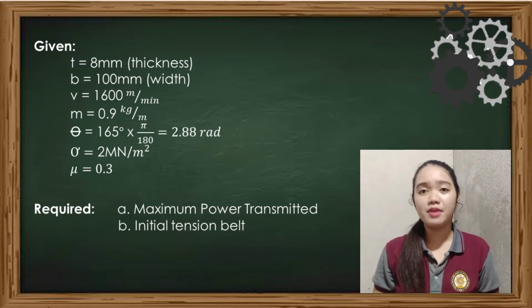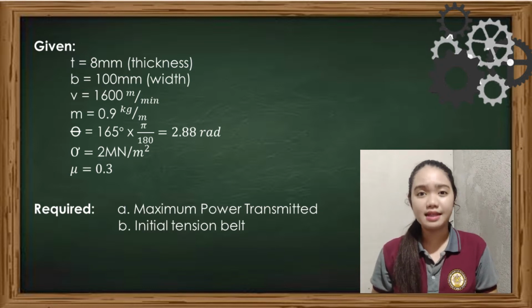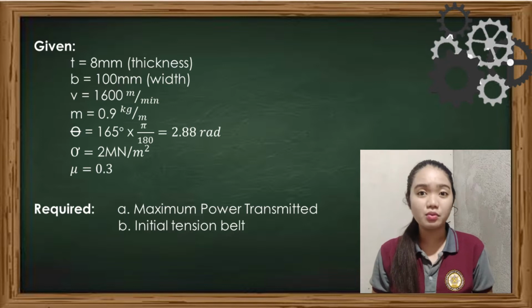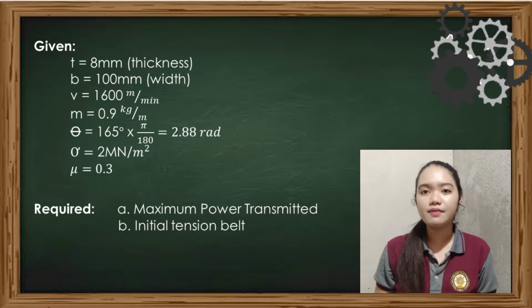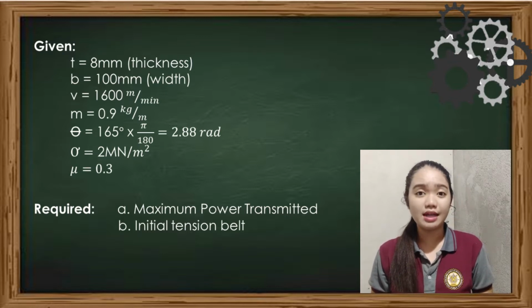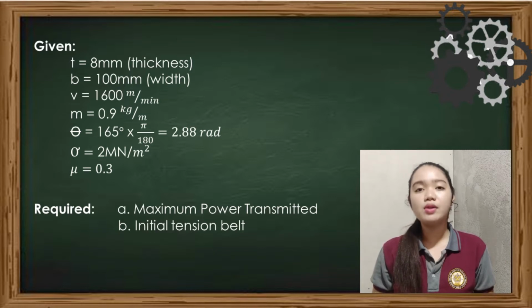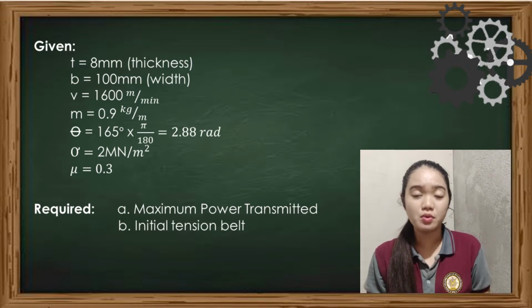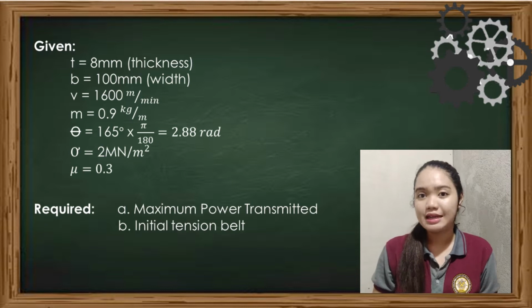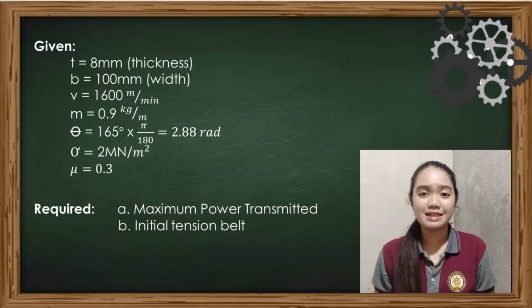So in this problem number 1, we have the following given. T is equal to 8 mm, which is the thickness. B is equal to 100 mm, which is the width. V is equal to 1,600 meters per minute, which is the velocity. M is equal to 0.9 kg per meter, which is the mass. We also have the angle of lap in radians, which is 2.88. The maximum permissible stress is equal to 2 meganewton per meter squared, and lastly, the coefficient of friction between the belt and the pulley is 0.3. So the required in this problem is first the maximum power transmitted, and second, the initial tension of the belt.